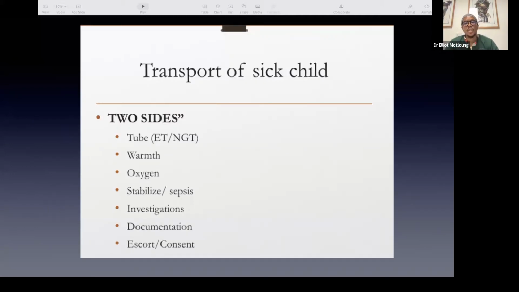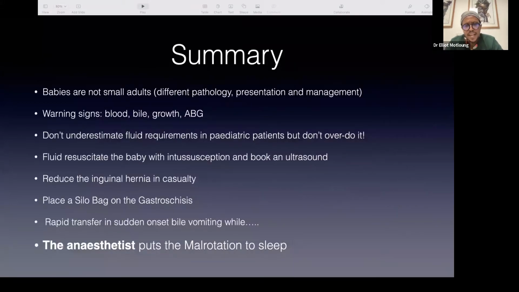So in summary and in closure, babies are not small adults. They've got different pathology, presentation, and management. Watch out for warning signs. Blood, bile, are they growing? Do not underestimate fluid requirements in pediatric patients, but please do not overdo it. Fluid resuscitate the baby with intussusception and book an ultrasound. Reduce the inguinal hernia in casualty, under sedation. Place a silo bag on gastroschisis and rapid transfer. In sudden onset of bilious vomiting, the anesthetist puts the malrotation child to sleep.